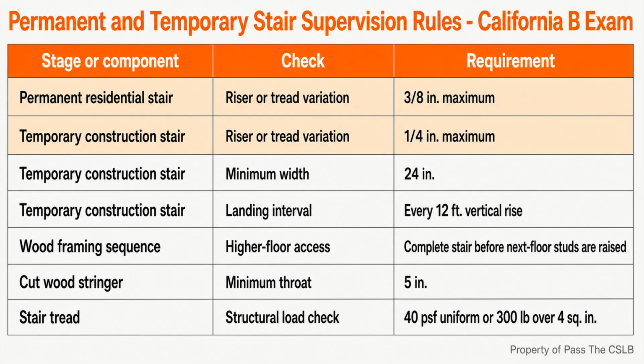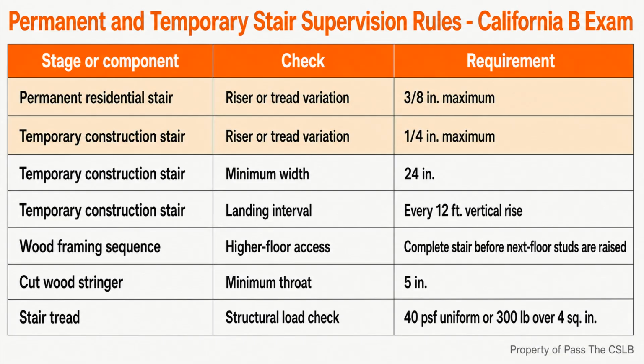Here is the clean memory connection. Residential geometry is 7 3/4 by 10. Commercial geometry is 7 by 11. Permanent variation is 3/8. Temporary variation is 1/4. 4 risers trigger a residential handrail. A drop greater than 30 inches triggers a guard. Horizontal residential guards in California are 42 inches. A stair guard starts at 34 inches, and a combined stair guard and handrail stays between 34 and 38 inches.